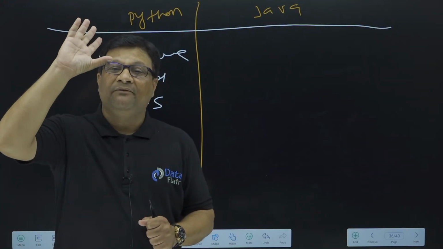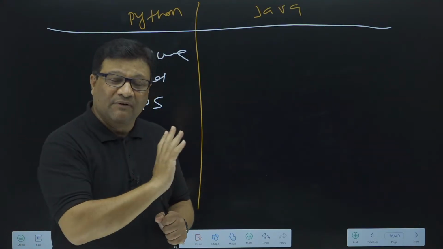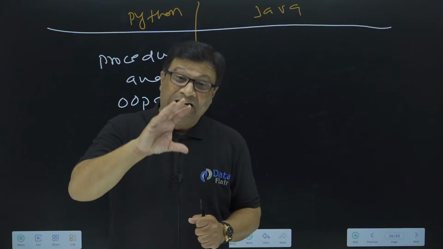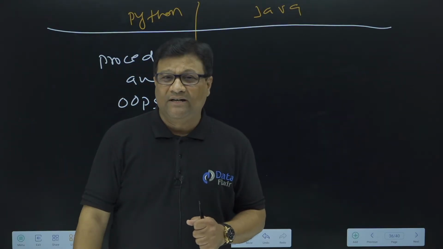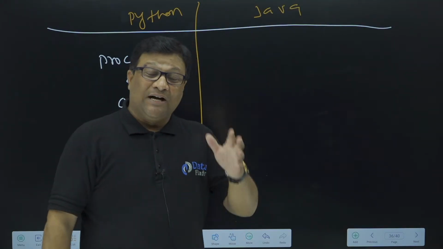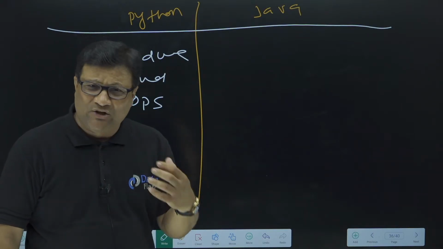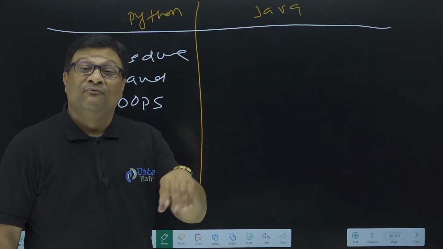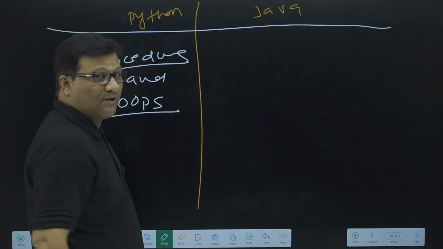Classes and objects topic will start in Python after 15 days. Initial 10 to 15 days, that depends on how much time you need to cover this procedure oriented concept. But at least after 10 to 15 days, we'll start object oriented concepts in Python. So in the initial stage we use Python as a procedure oriented language. There is no need to create any class or any object in Python at the initial level, because Python is both procedure and object oriented programming language, right?